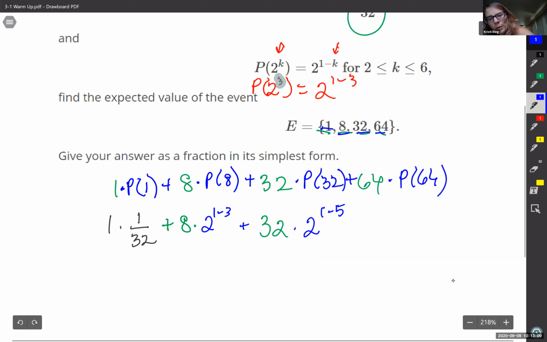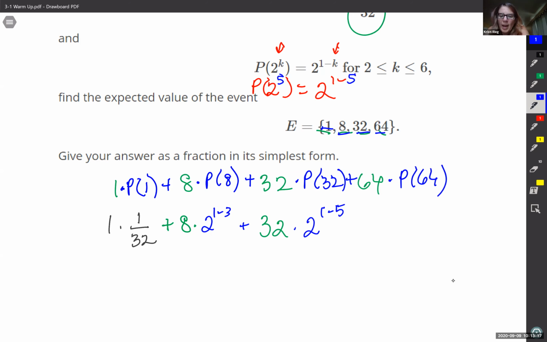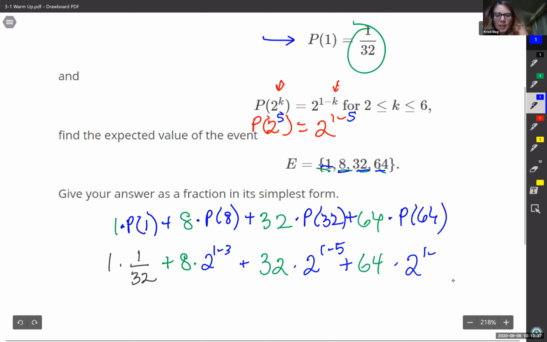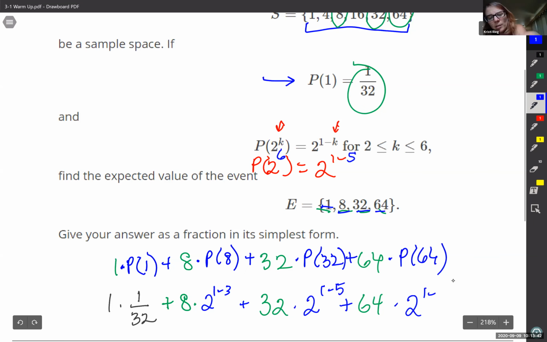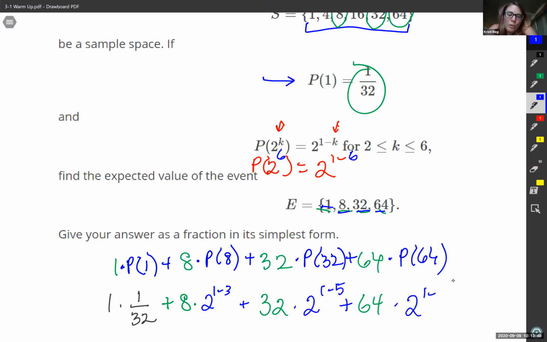Because now, going back to our formula, I'm trying to find the probability of 2 to the 5th, so that's going to equal 2 to the 1 minus 5th. And then finally, I have 64 times the probability of 64. Well, what's the exponent on 64? So I go back up here, I see a 6. So 2 to the, how gracefully can I do this? Oh, that's not terrible. 2 to the 6, yes, that is terrible. The probability of 2 to the 6 is going to be the probability of 2 to the 1 minus 6.